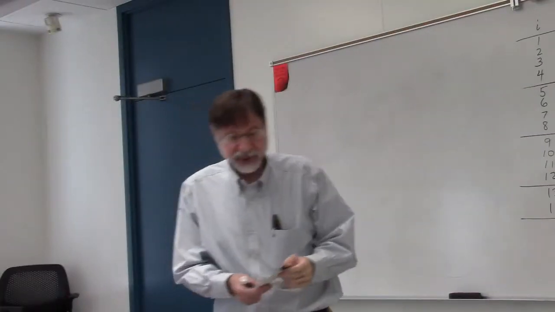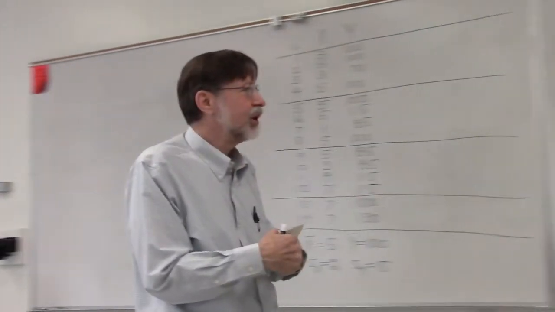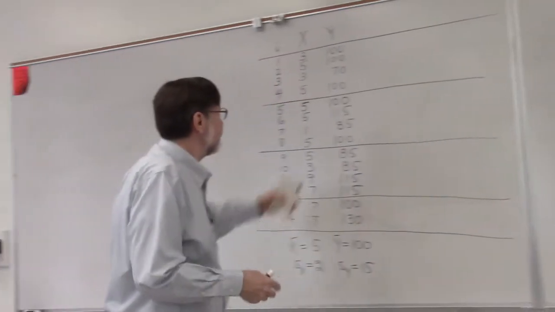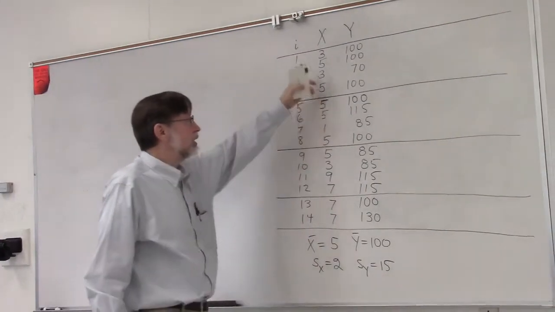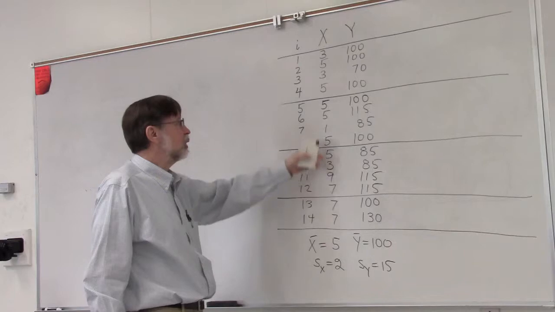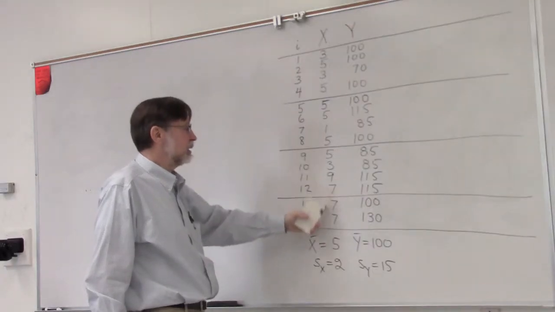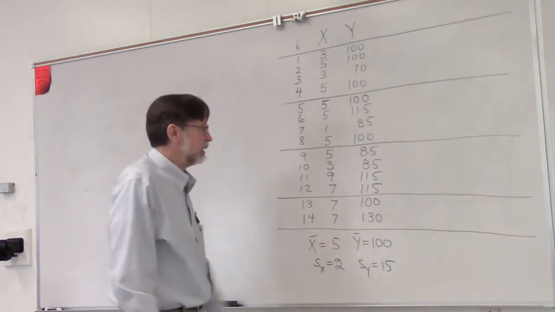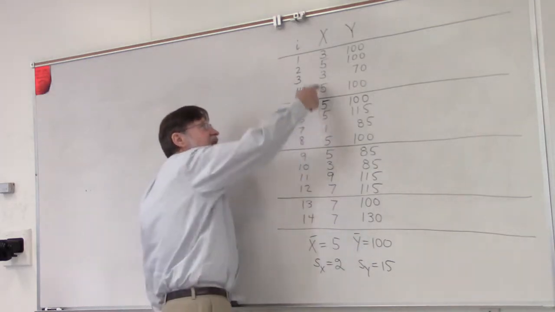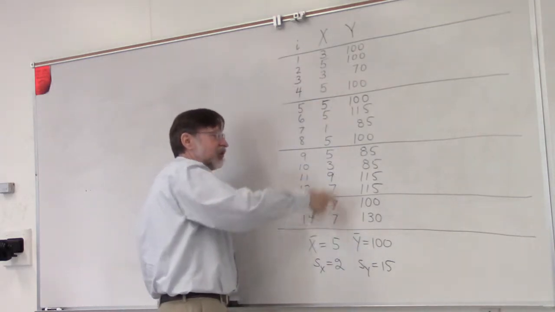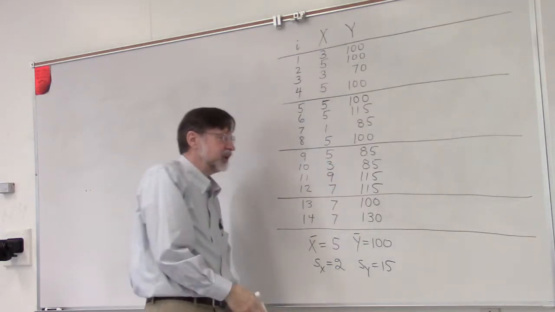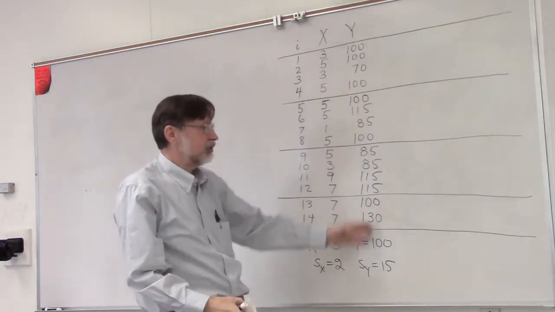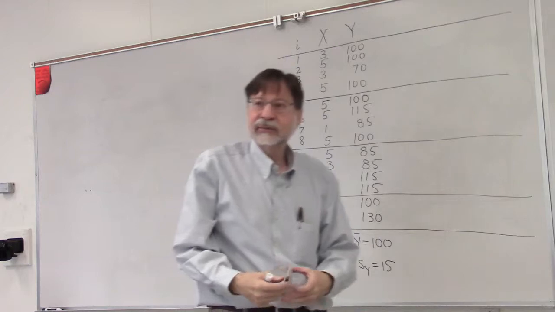Here's an example of a correlation problem. Here are what the numbers are. The x's go between 1 and 9, and the y's go between 70 and 130. This might be a short intelligence test that somebody's trying to use to predict a larger intelligence test with a mean of 100, deviation of 15.